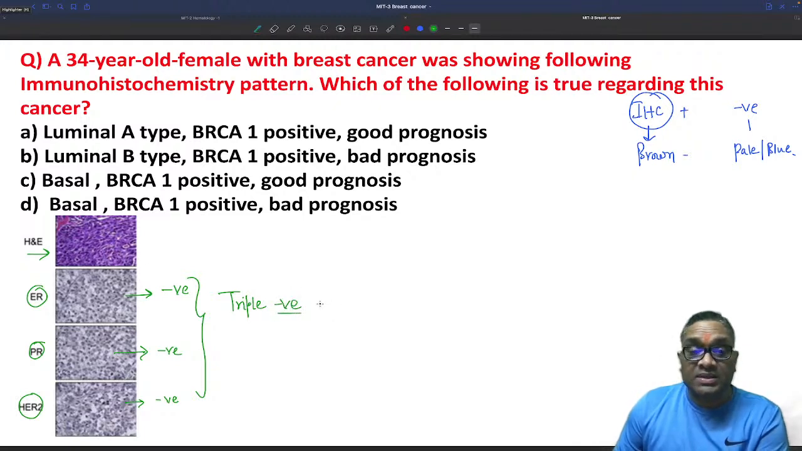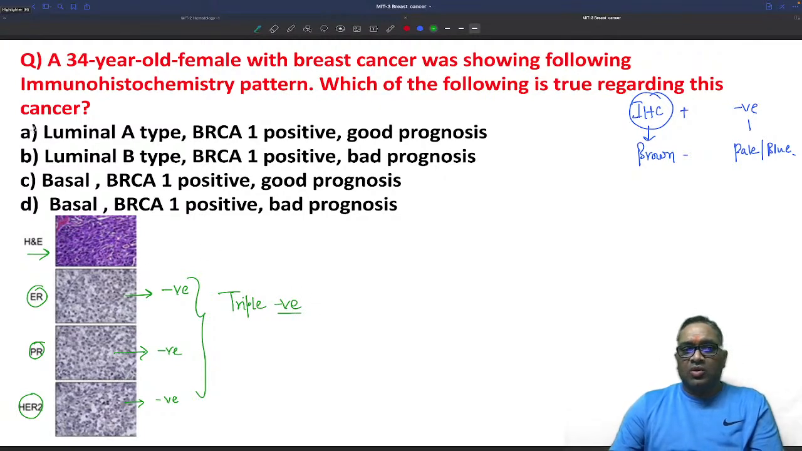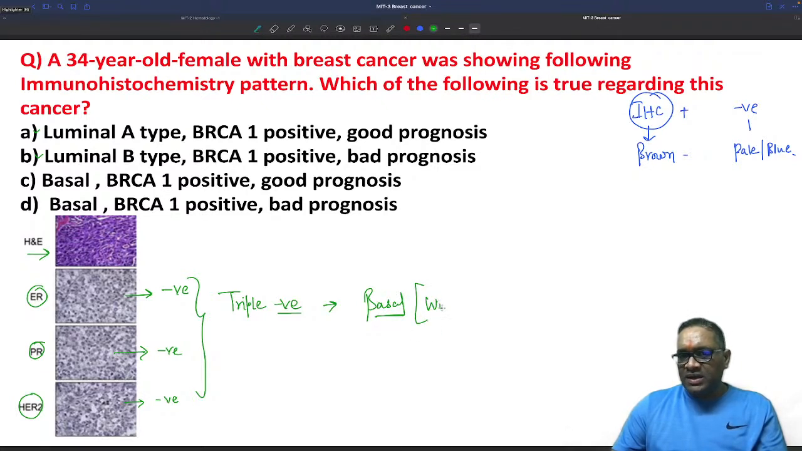Triple negative breast cancer. So tell me, who is triple negative? Luminal A or luminal B? Because luminal A and B both are ER/PR positive, so obviously it is ruled out. Now who is triple negative? It is basal cell cancer, right? Basal cell cancer is triple negative. And what is the prognosis of basal cell cancer? It will be having worse prognosis, please remember.